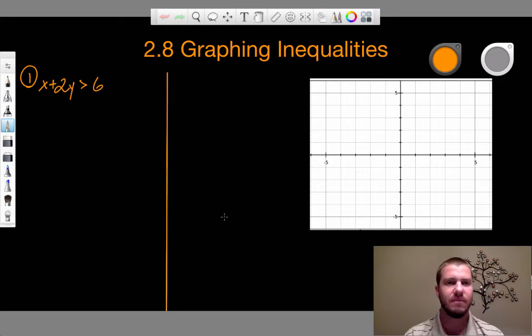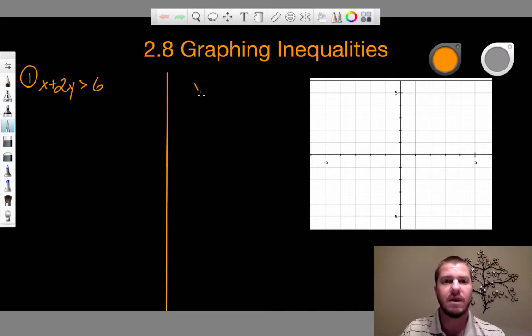The 2.8, graphing inequalities, and it's not just graphing on the number line, graphing like we've done before, but in two variables. So first, you're going to graph it the same way you graph linear equations and all the other graphs.